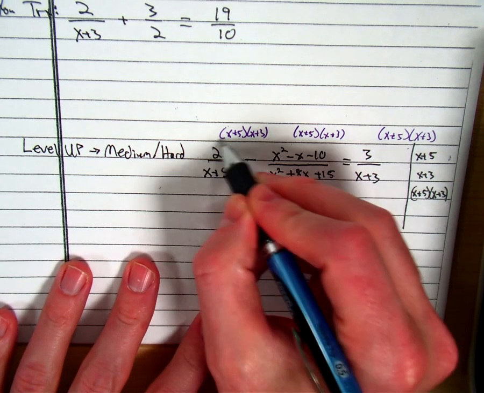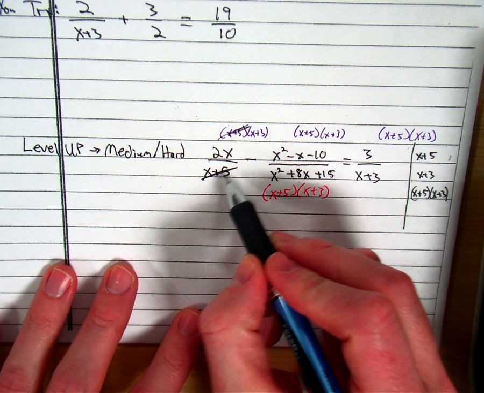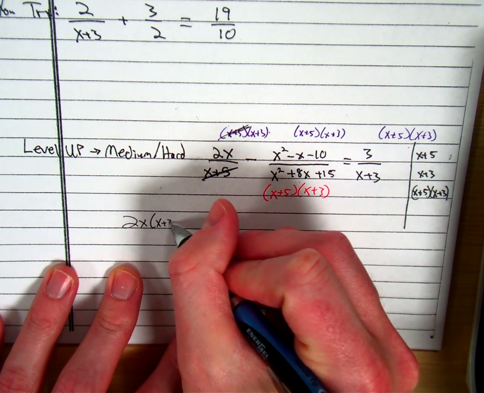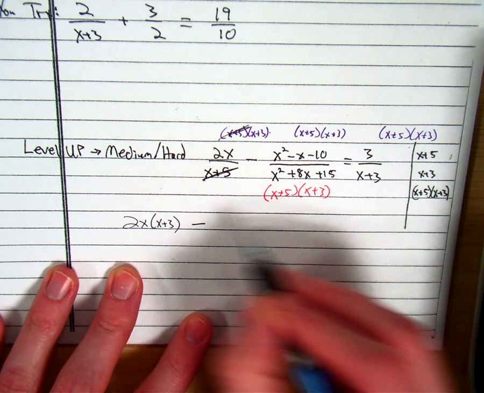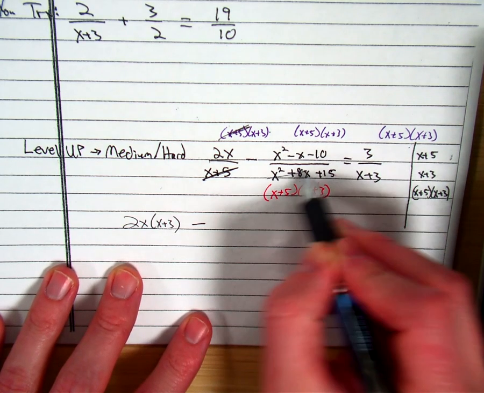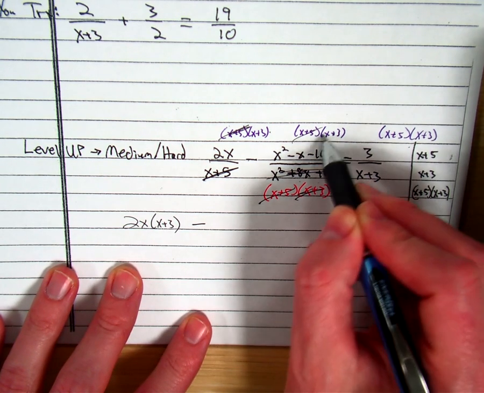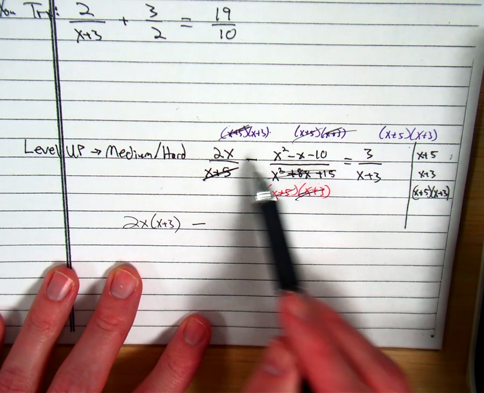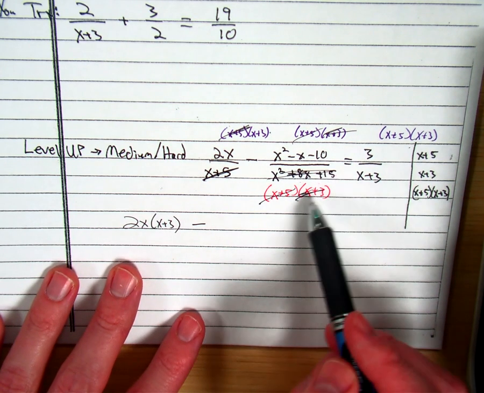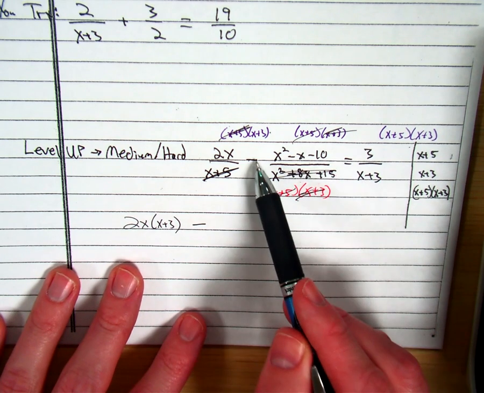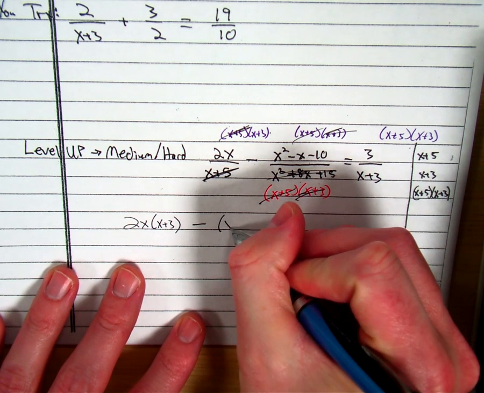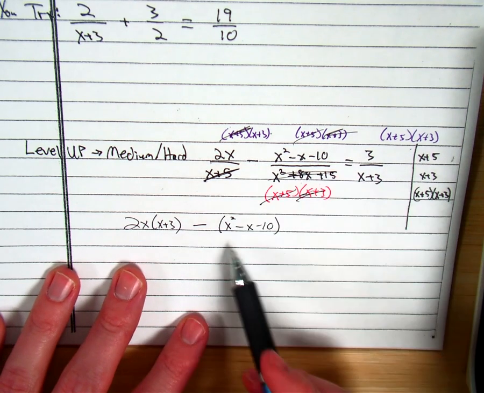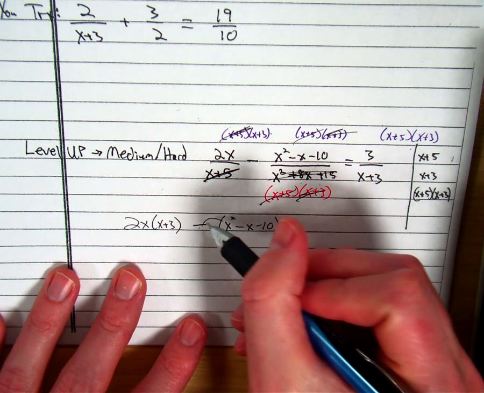Okay, our x plus 5s will cancel out over here, and we'll have 2x times x plus 3 minus, x plus 5s cancel out, x plus 3s cancel out, and we're just going to have that group left. Now this is the tricky spot with this one. This is minus that whole fraction. All that's left from that fraction is the top, but that minus is still going to go to all of it. So I'm going to go minus parentheses, x squared minus x minus 10, so I don't forget to take that minus to all 3 things.